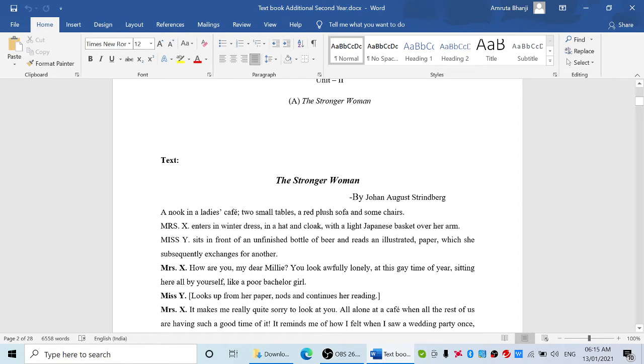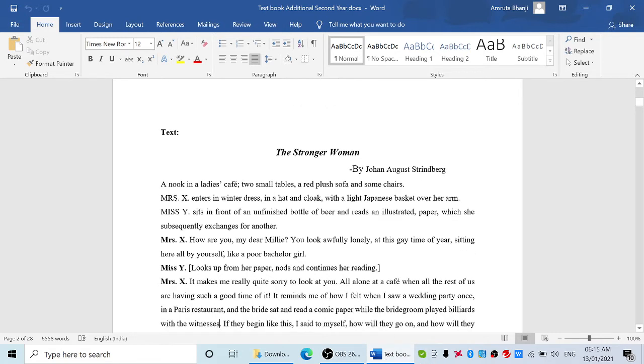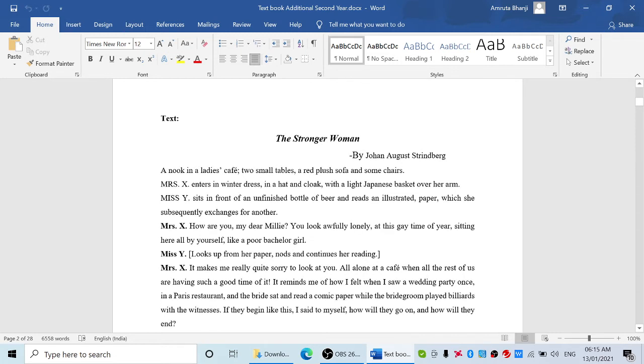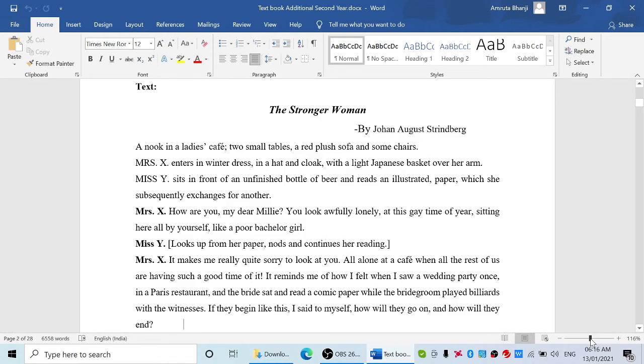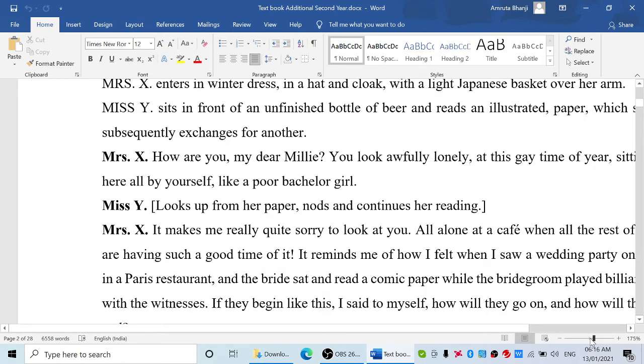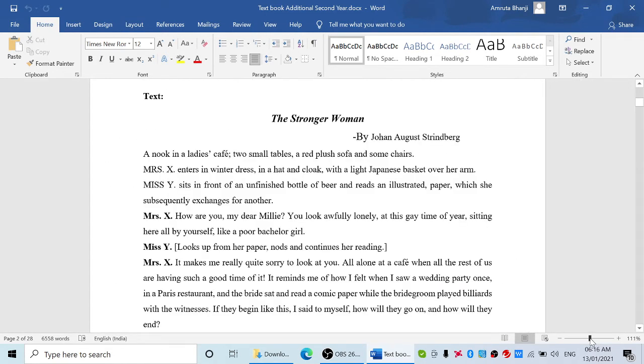In this one act play, we have only 2 characters. So, it's very simple to read, and after knowing about these 2 characters, we can understand that they are the central, major characters. One more thing is that these 2 characters are women. So in the title you have The Stronger Woman. After knowing these 2 women characters, we need to define which woman is stronger.